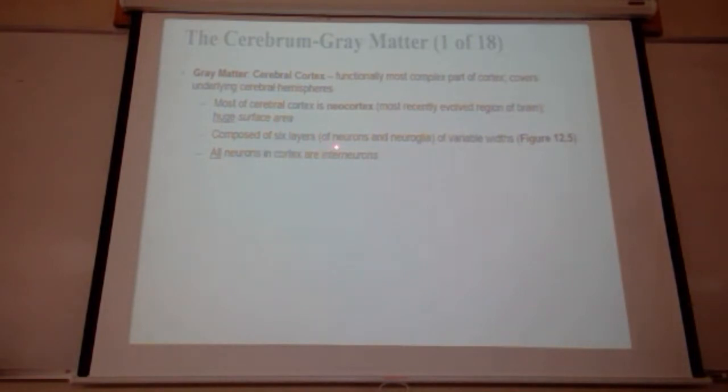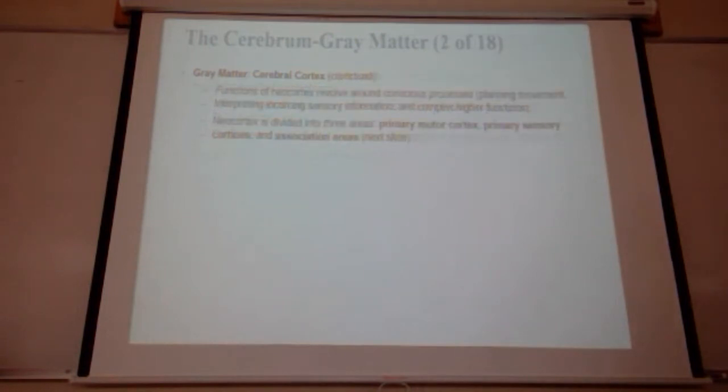It's composed of 6 layers of neurons and neuroglia. The 6 layers are of variable widths, and all the neurons in this cortex are interneurons. The function of the neocortex revolves around conscious processing, again, planning movement, interpreting sensory information, complex higher functions. The neocortex is divided into 3 areas.